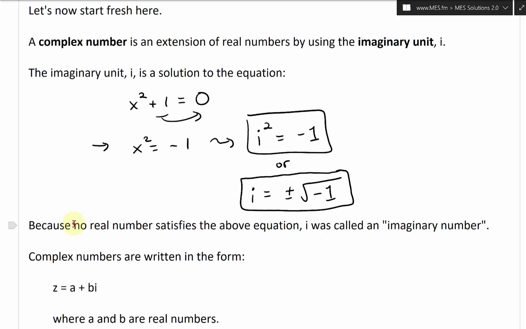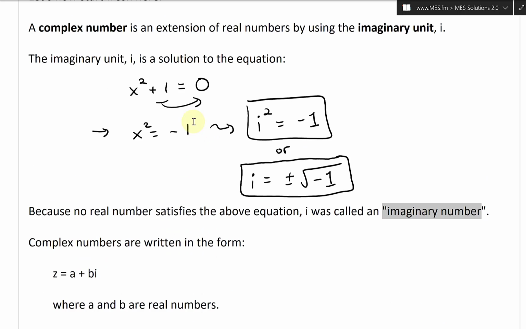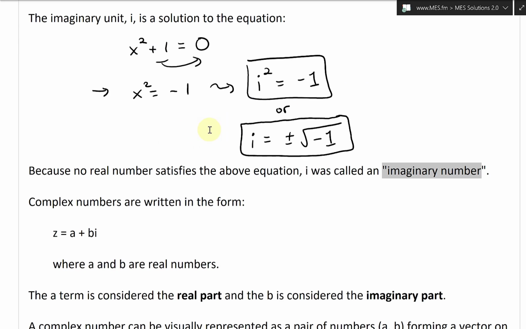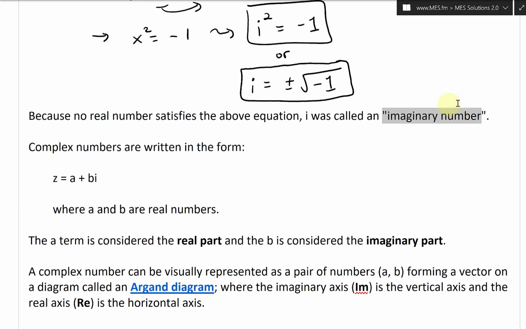Because no real number satisfies the above equation, x squared plus 1 equals 0, I was called an, in quotes, imaginary number, and still is called that in many places. Wikipedia just says imaginary unit now for some reason. Anyways, I've always called it imaginary number.